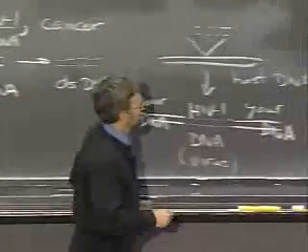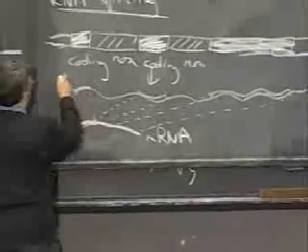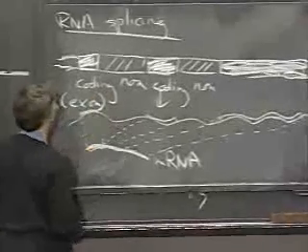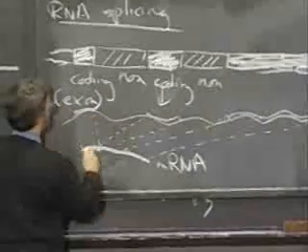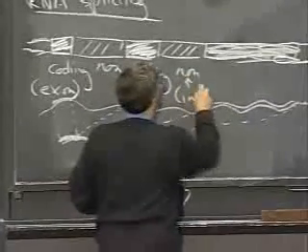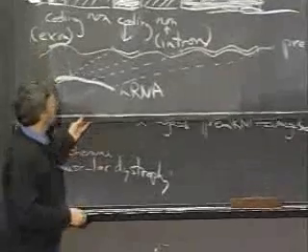I'll tell you the words for these coding and non-coding regions. To me, they're non-intuitive, but I guess you should know them. The part that codes is called an exon, and the non-coding part is called an intron.